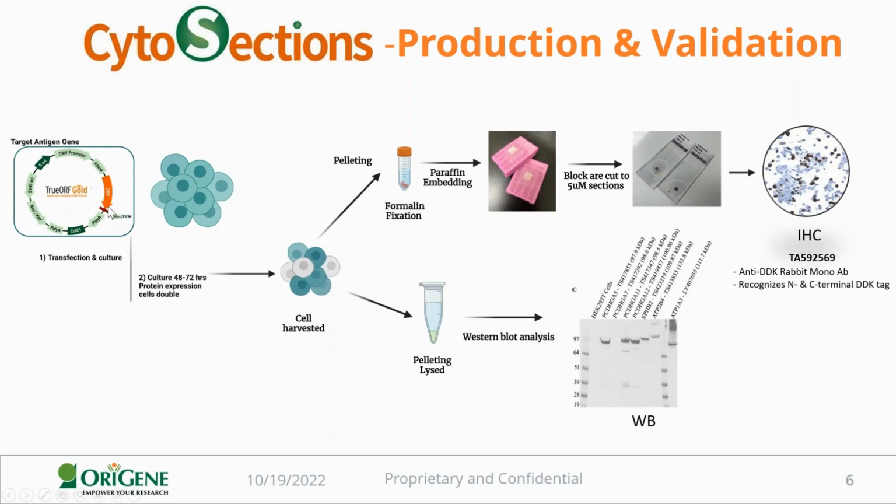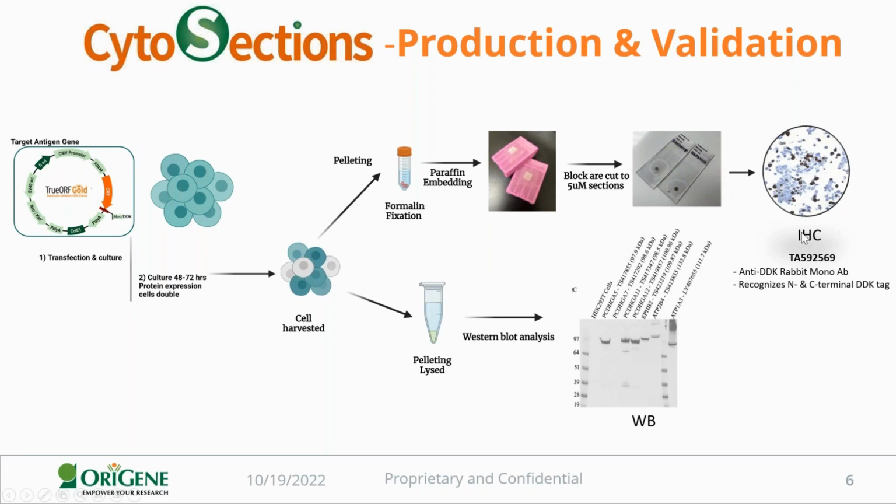So we take these clones. For example, in your case, we want to do KRAS. We take a clone with KRAS insert, transfect it, culture it for 72 hours, and harvest the cells after 72 hours. Then a small part of that cell is pelleted and lysed, and using Western blot analysis, we make sure that the gene is expressed and is of the right size. Then the other part of the cell harvest is pelleted. We embed it in paraffin, cut it into sections, and then again this is verified by immunohistochemistry to make sure that the process works on that specific tissue.